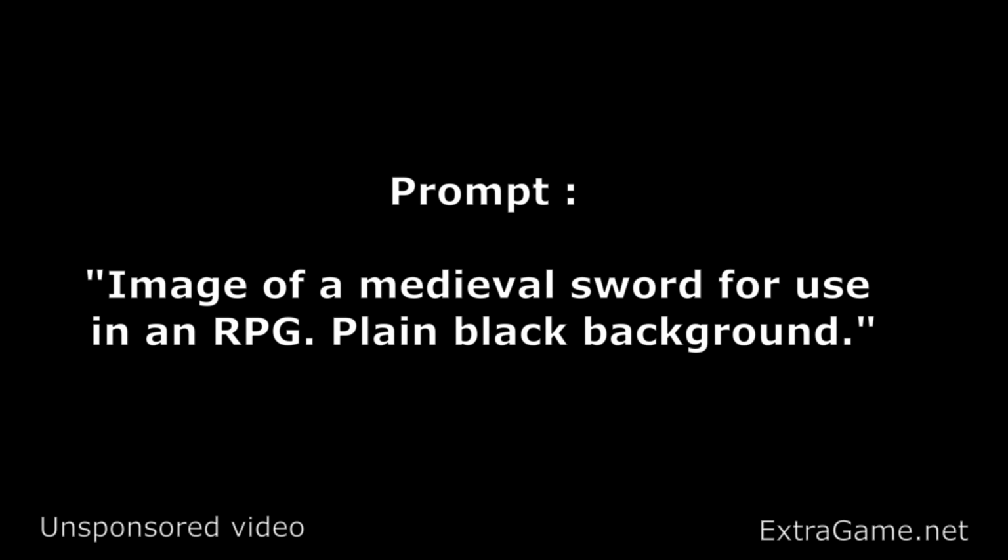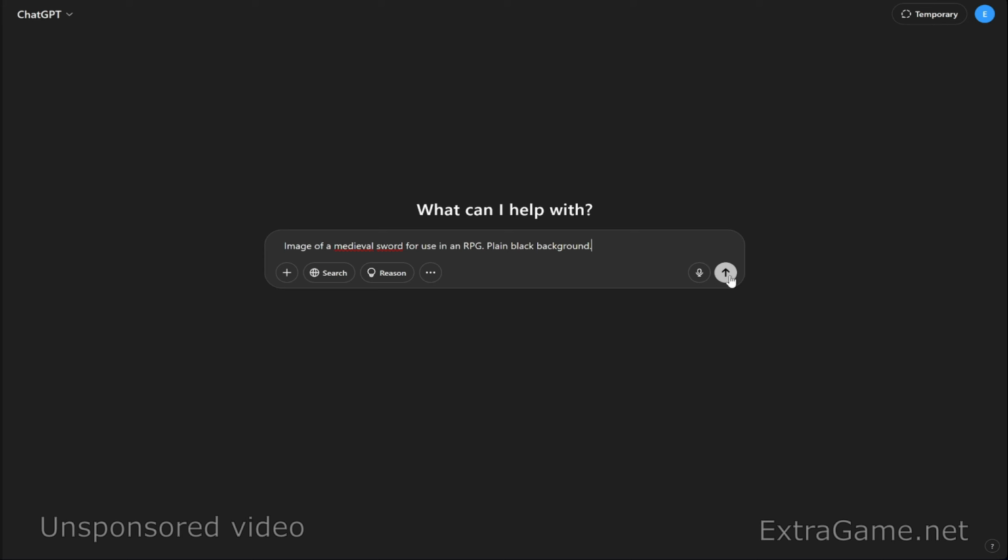Let's begin by generating sword images to get familiar with the tools. Here's the exact same prompt I'll give to all 3 tools: image of a medieval sword for use in an RPG, plain black background. For these images to be easily usable for 3D model generation, a plain black or white background is ideal. After creating a free account on chatgpt.com, ChatGPT lets you generate images and keep a history. This history allows you to download the images you like most after generating several.